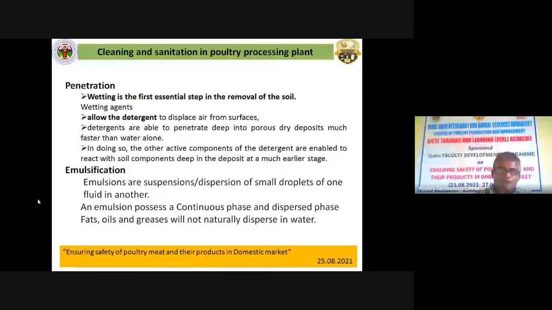So further, this detergent is able to penetrate deep porous areas in the floor, and thereby they facilitate the removal of soil from the surface. That means it easily removes the attachment between the soil particle and the surface.